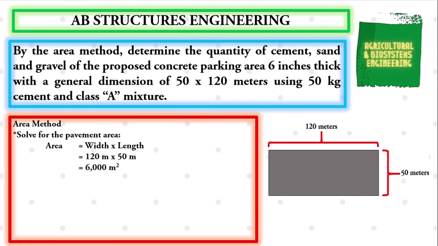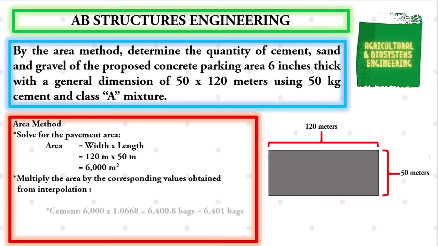After solving for our area, we multiply this to the corresponding values for our cement, sand and gravel that we solved a while ago using the interpolation method. We begin solving the cement. We have the area of 6,000 times the cement value of 1.0668. Giving us the cement quantity of 6,400.8 bags, or we say 6,401 bags.